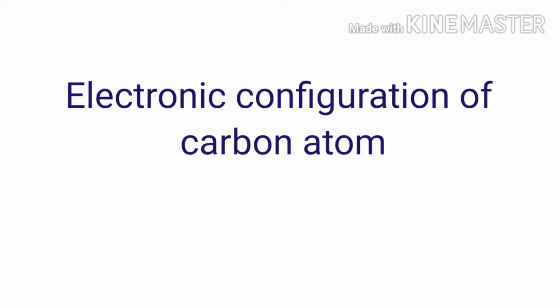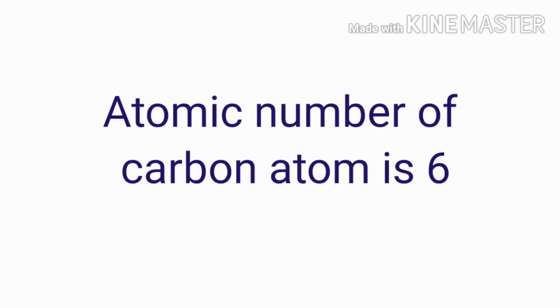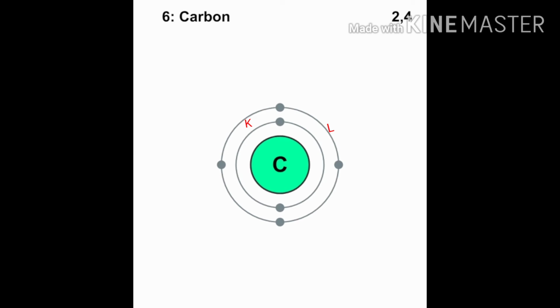Hello students, in this video we are going to discuss the electronic configuration of the carbon atom, the reactivity of the carbon atom and the type of bond formed by the carbon atom. The atomic number of carbon is 6 and this is the distribution of electrons in various shells around the nucleus of the carbon atom. It has 2 electrons in the K shell and 4 electrons in the L shell.